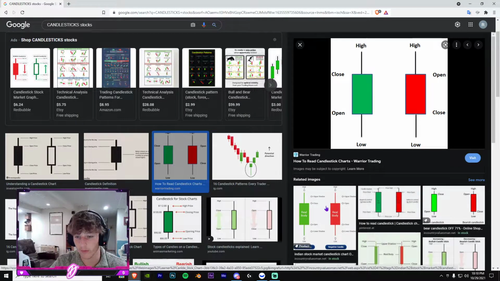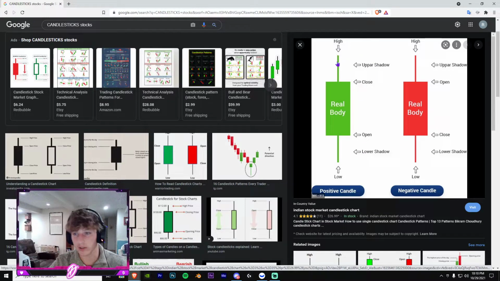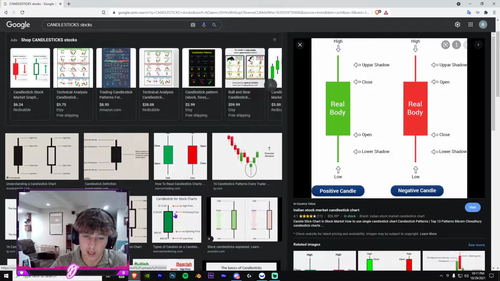So again, if we look at this: real body, close and open, and then lower shadow, upper shadow. People do call these shadows as well. They can be called shadows or they can be called wicks. It's up to you. I call them wicks. Makes more sense because wicks on a candle, right?